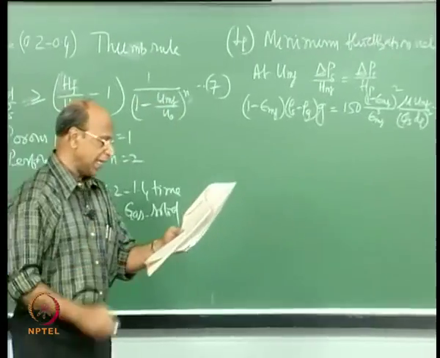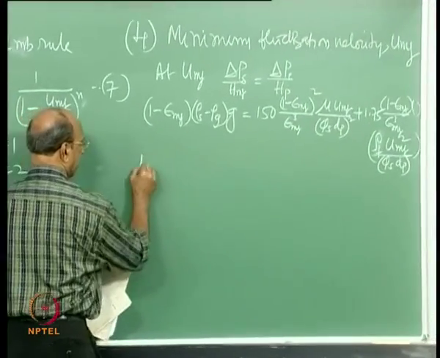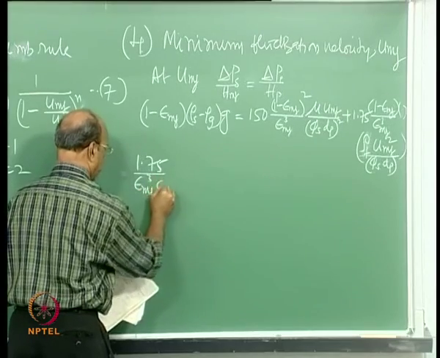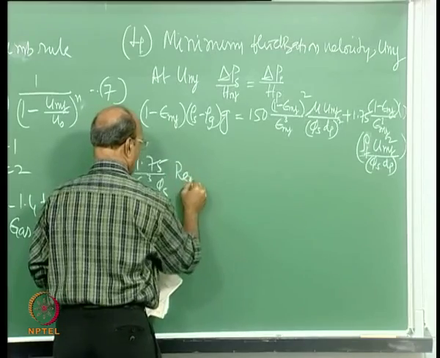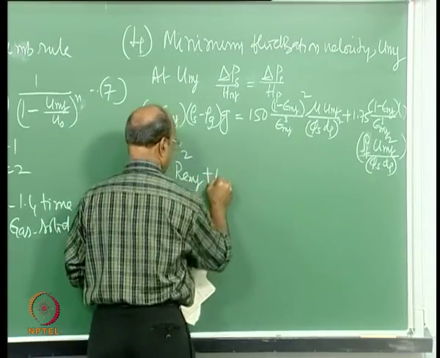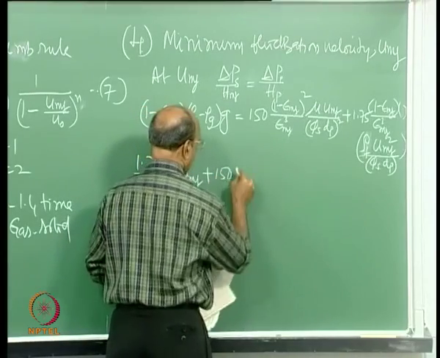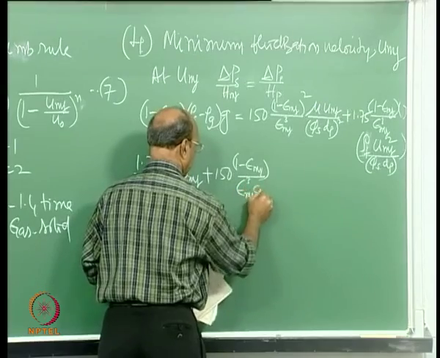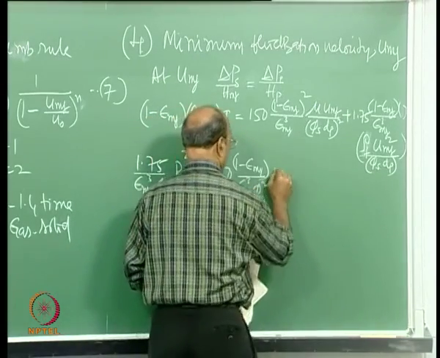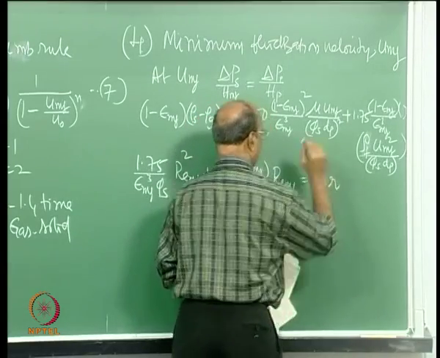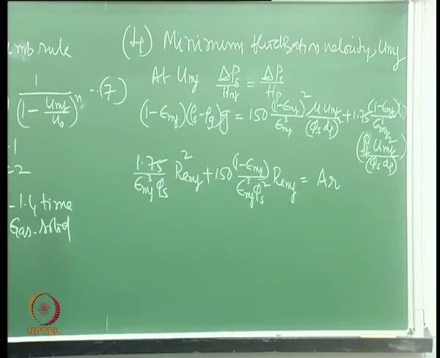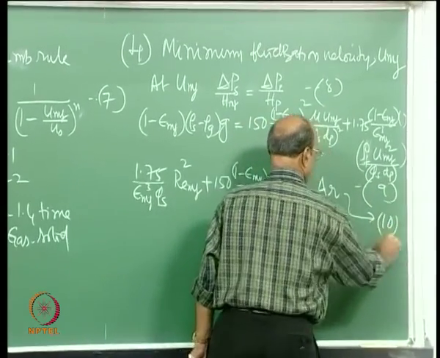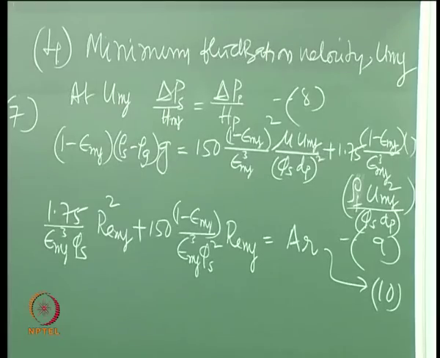When I rearrange this, what I get is a very nice equation: 1.75 by epsilon MF cubed phi s, REMF square, plus 150 (1 minus epsilon MF) by epsilon MF cubed phi s square, into REMF, equal to the Archimedes number. I have to give the equation numbers: this is 7, this is 8, this is 9, this is 10.